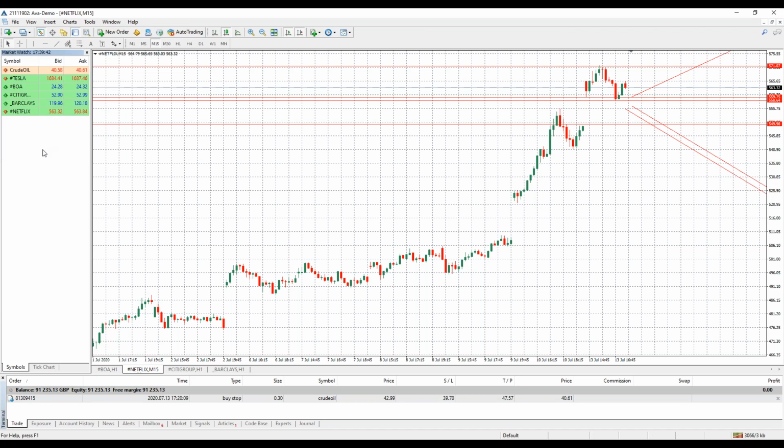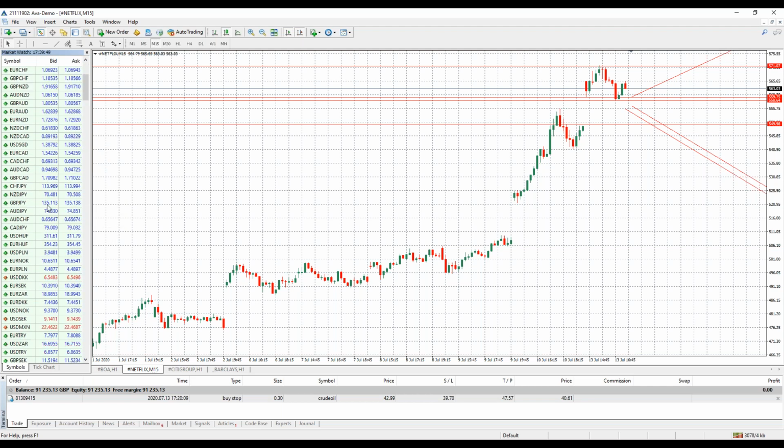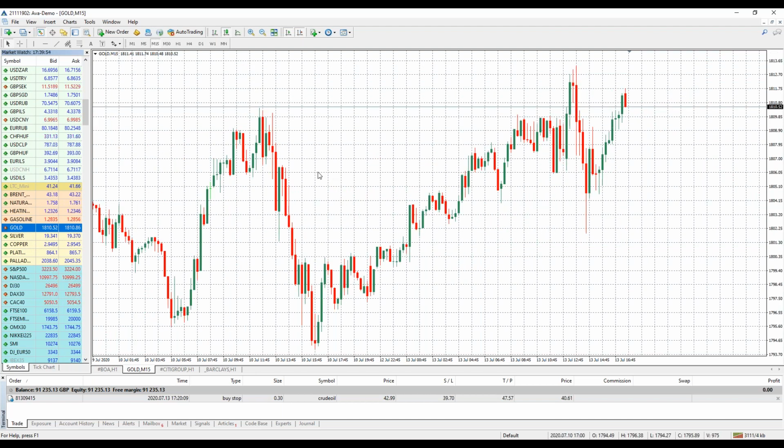So let's take a look at gold. Since that was requested, I'm just going to show all. I'm going to bring back all my assets. And let's find gold. Okay. Gold lately has been following the markets. And what I mean is, as the markets were climbing, gold has been climbing. And as the markets are dropping, gold has been dropping.